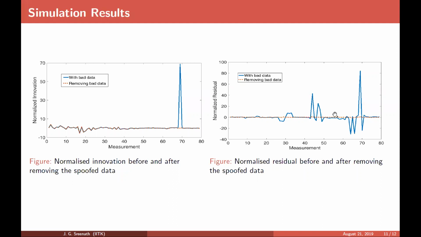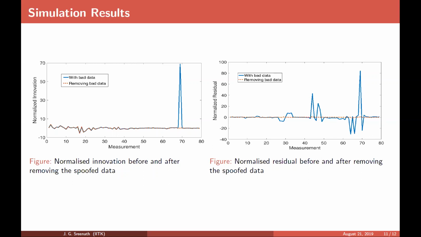And this is the normalized residual. The difference between innovation and residual is that innovation is computed using the forecasted values, in a Kalman filter based algorithm, and residual is computed once you have the actual states. In this case also, as you can see, there are multiple spikes, which indicate bad data, and you can remove it using a detection technique. I'm using this algorithm-based detection technique to remove the bad data. So this is how you can handle it. There are multiple applications which get affected because of the GPS spoofing attack.